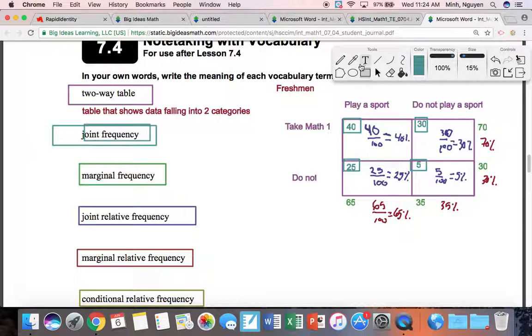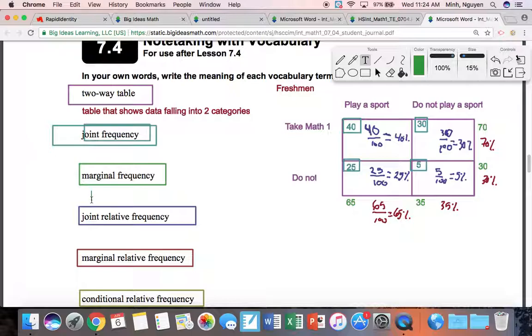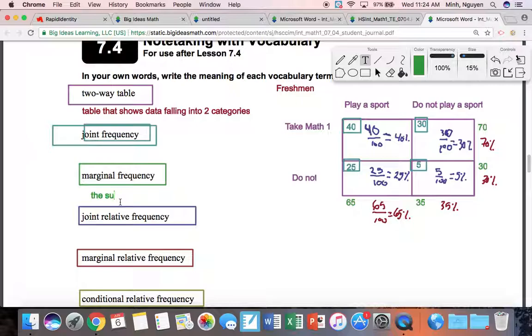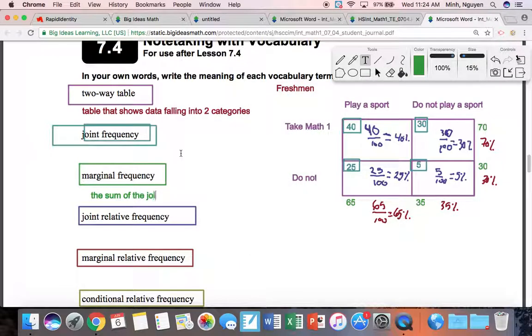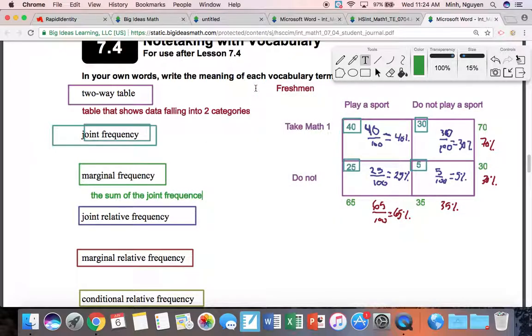So the marginal frequency is the sum of the joint frequencies. So you just have to add the joint frequencies. So 40 plus 25 gets 65, 25 plus 5 is 30, and so on and so forth.